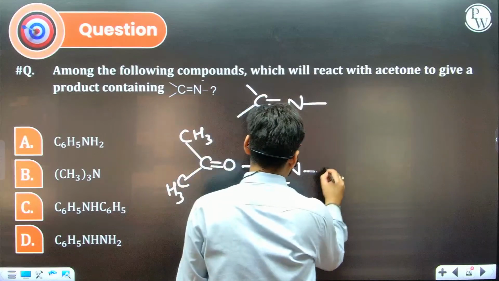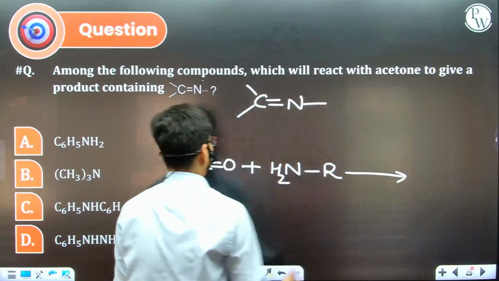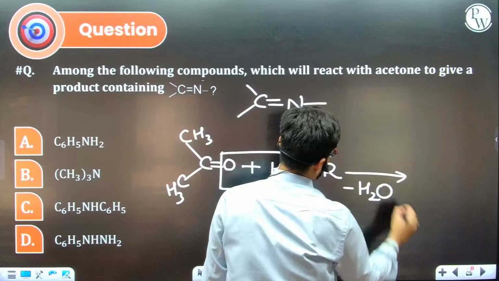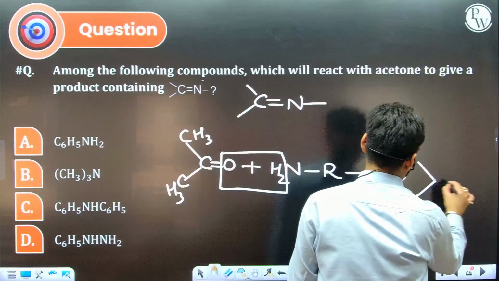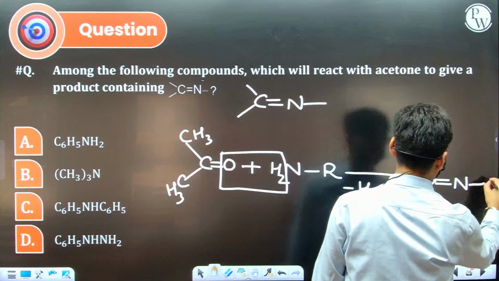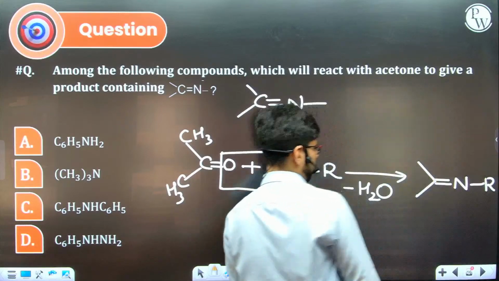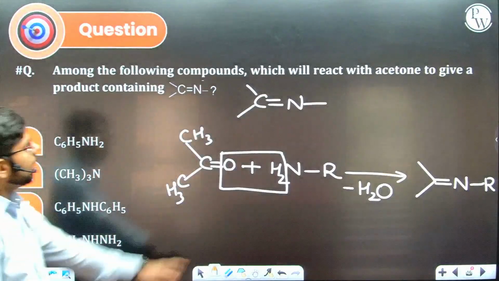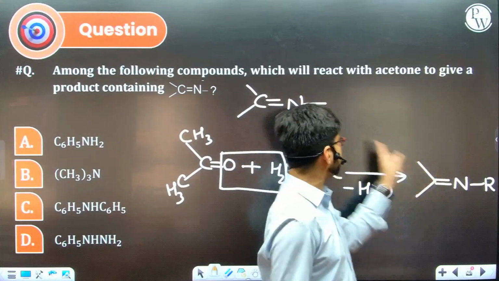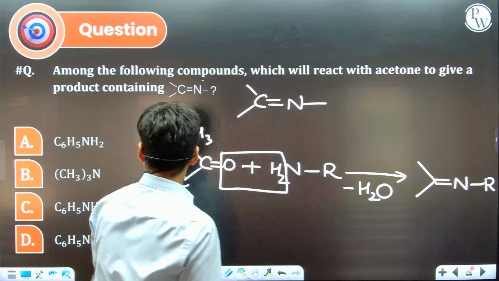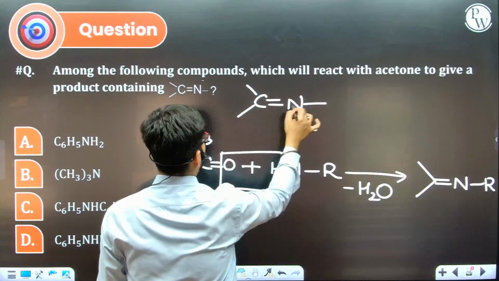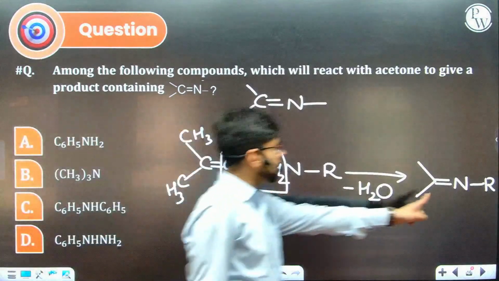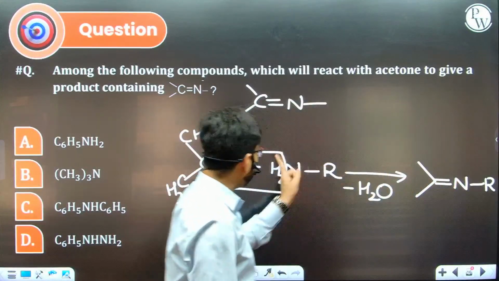If I react this with a 1-degree amine, RNH2 is a 1-degree amine, then condensation takes place, H2O will be lost, and I will obtain this as a product. This is what was required, if you see. Which means a 1-degree amine will react with a ketone to give a compound which has C double bond N. And if you notice carefully, this N does not have any hydrogen atom attached to it. That means this nitrogen atom is coming from the 1-degree amine.